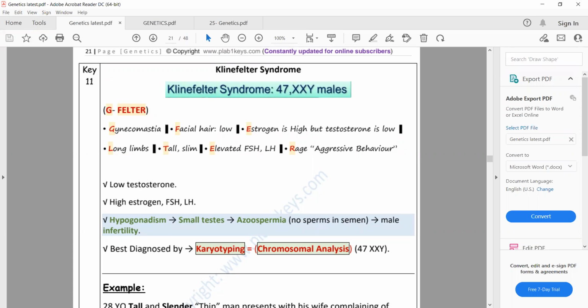Another genetic disease in which the person is male and tall and slim is Marfan syndrome. But in Marfan syndrome, infertility is usually not present, and these features such as high estrogen and elevated FSH and LH are also not present. The common presenting feature of Marfan syndrome is spontaneous pneumothorax and hypermobile joints.